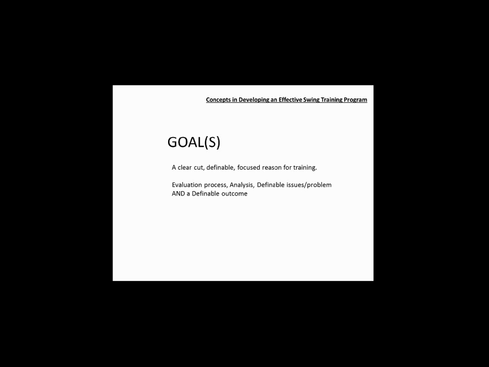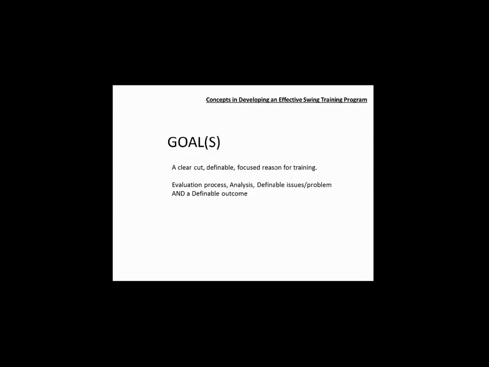From that evaluation, or from the data that is collected during that evaluation process, there has to be some sort of systematic analysis of that data. Again, it can be as simple as watching a hitter and as advanced as collecting 6-degree of freedom 3-dimensional data, but we have to have some way to analyze the data that has been collected. From that analysis, we have to be able to define some sort of issue, some sort of problem, some sort of breakdown in the functional biomechanics and functional movement of the athletic endeavor, in this case being the baseball swing. And from that, we have to create a definable outcome, and that becomes our goal.